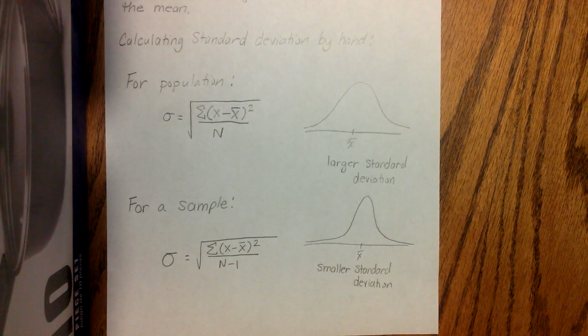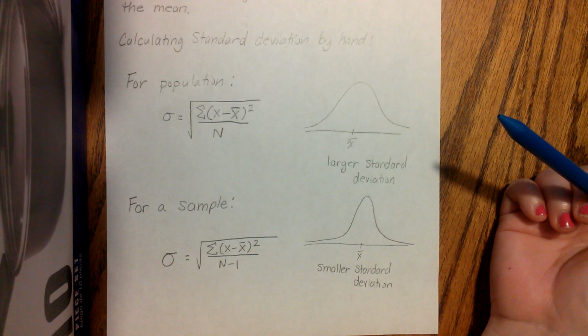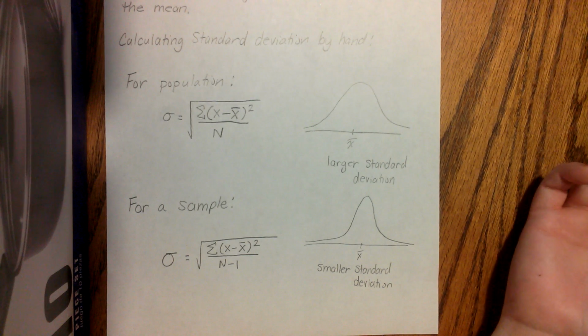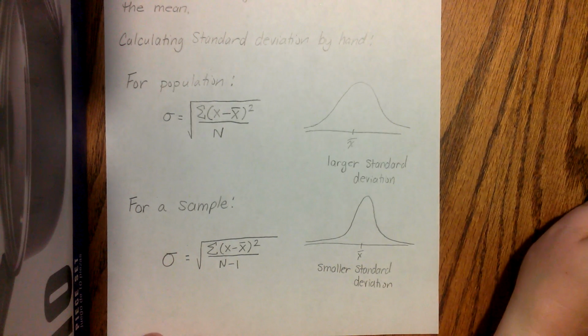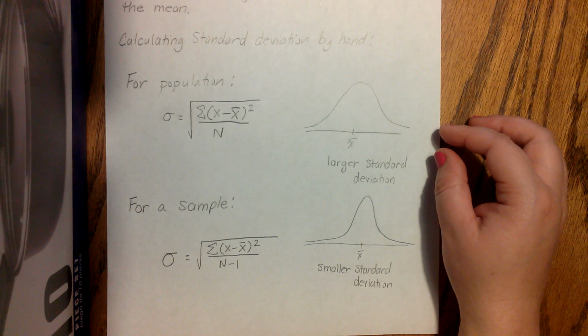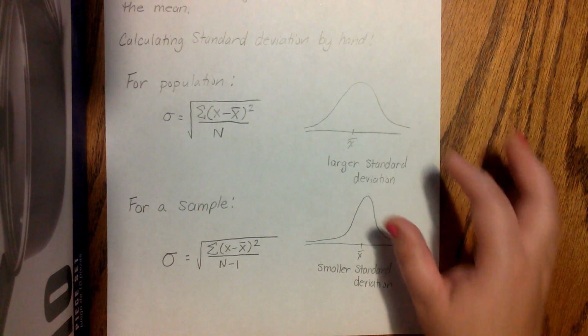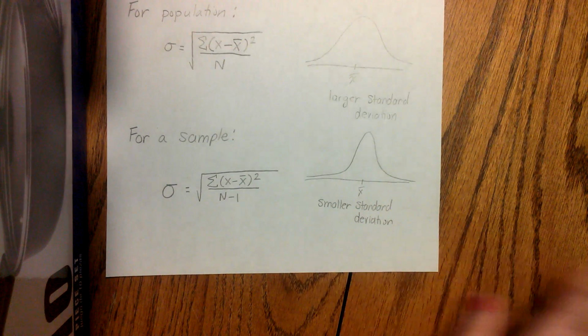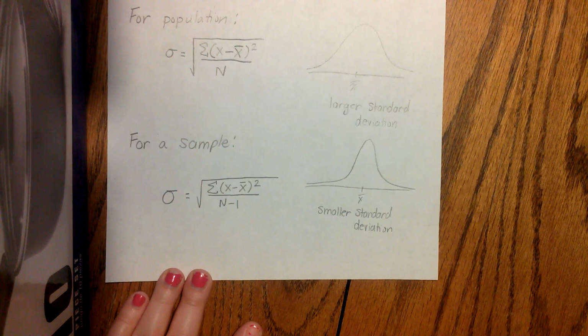Now, there's two formulas you'll need to know. If you're calculating your standard deviation based on your entire population, so if I have a data set that I've collected from my entire population, I want to use this formula here. If I don't have access to my entire population, which is usually the case, we usually take a sample, and then if we have a sample, then we're going to use this formula to find the standard deviation.